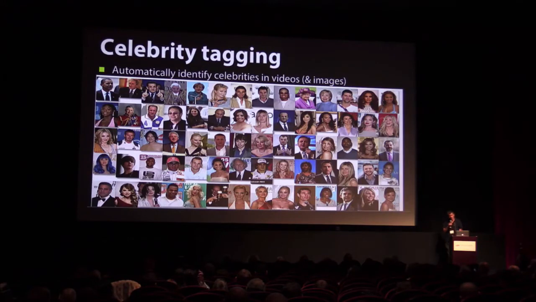So just some examples of stuff. We're doing things like celebrity tagging. So the basic idea is that we want to find images of celebrities, and find not only images of celebrities, but find the best quality images, and often the most representative images. So for a single celebrity, we want to find the one image that's the best one for that particular celebrity.